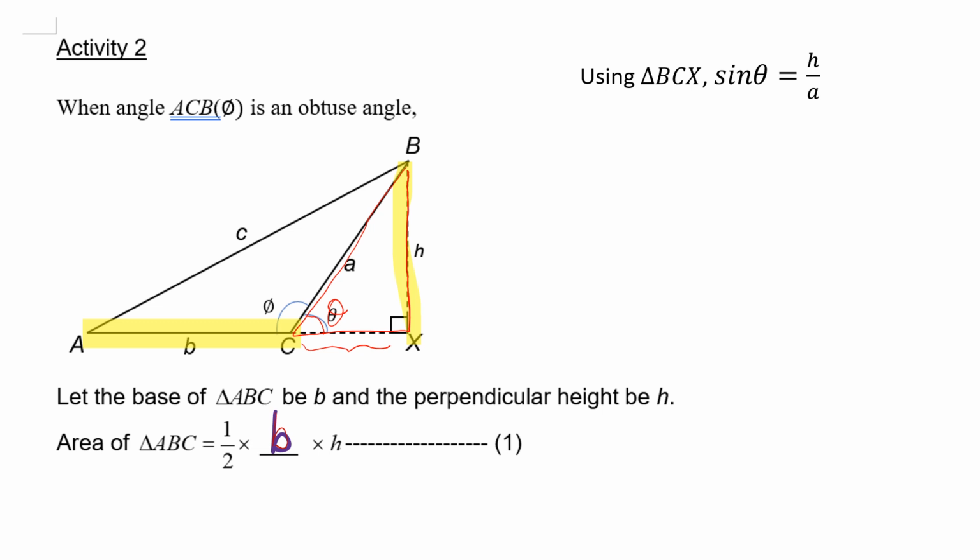Okay, right, so sine theta will be equal to h over a, opposite over the hypotenuse, right? And again, what's the next step? Yes, multiply by a on both sides, like what we have done earlier for the acute angle triangle, and make h the subject. So I would get h equals a sine theta.